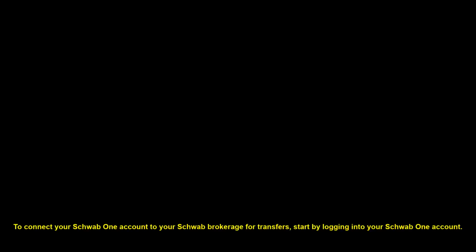To connect your Schwab One account to your Schwab Brokerage for transfers, start by logging into your Schwab One account. Navigate to the Account Settings section. Look for the option labeled Linked Accounts or Account Connections. Click on Add Account to begin the linking process.